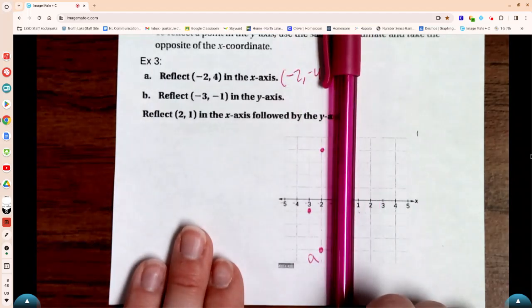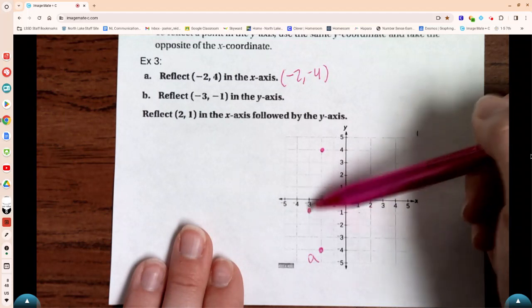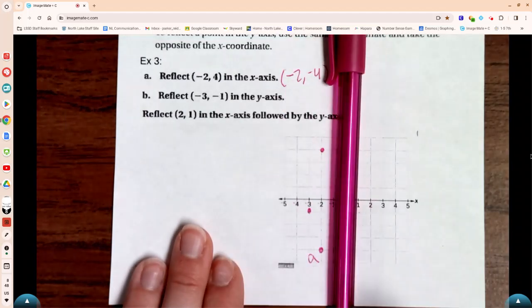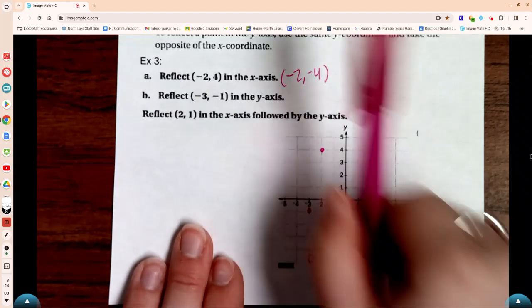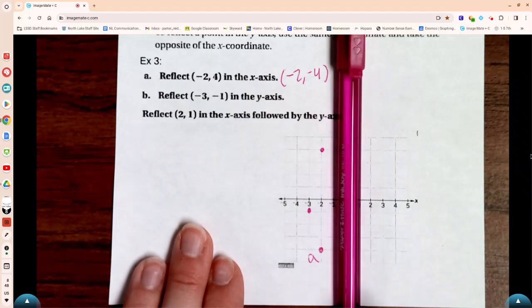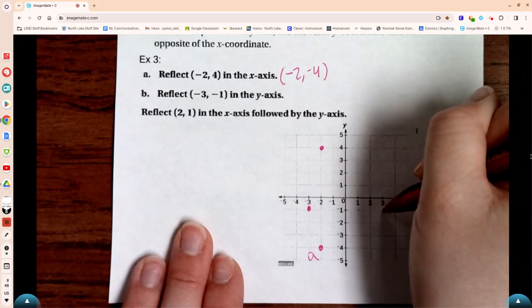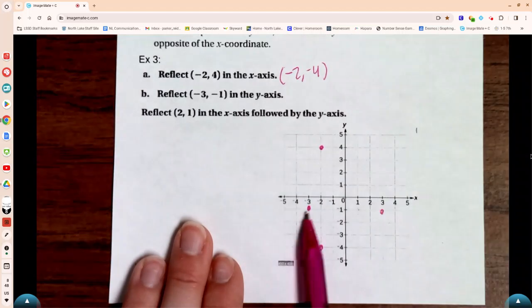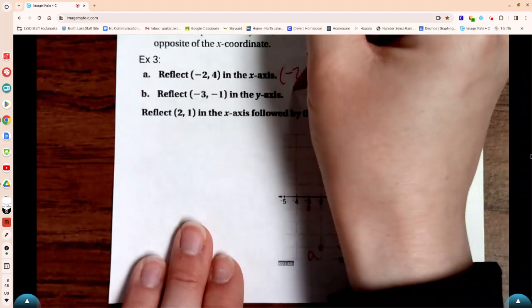Kaden? -3, 1 would be here. That would be jumping over my x-axis. I want to jump over the y-axis. You meant what? That's where I already am at. I'm at -3, -1 right now already. Tanisha? 3, -1. I want to be over the line, the same distance away, 3 away, but on the other side. So 3, -1.